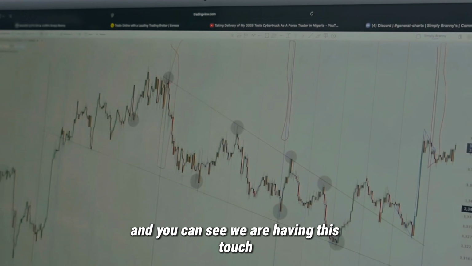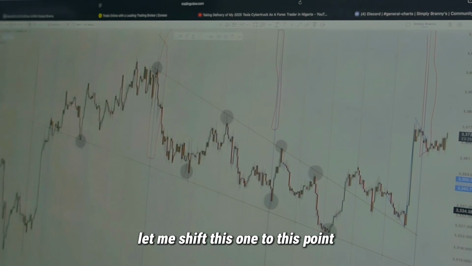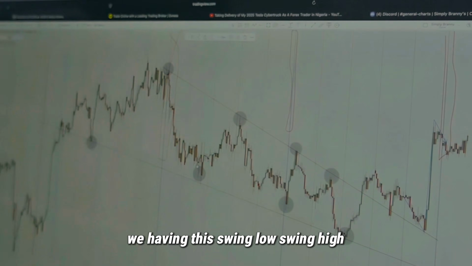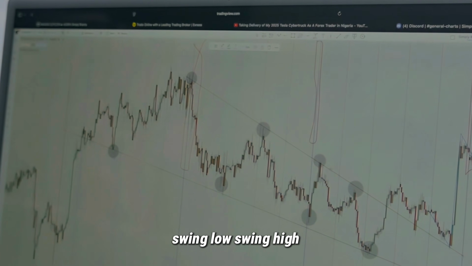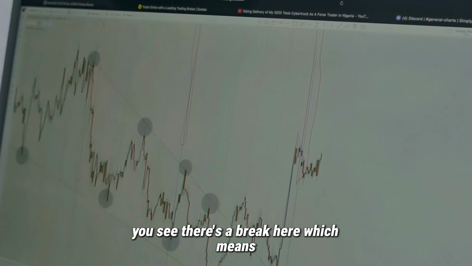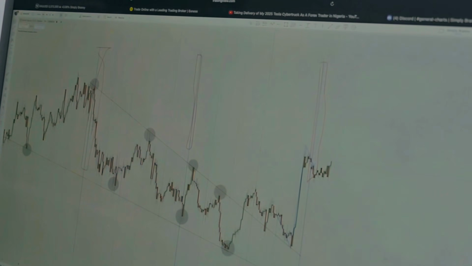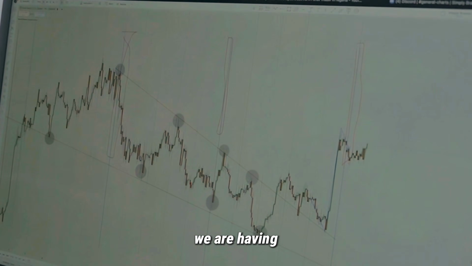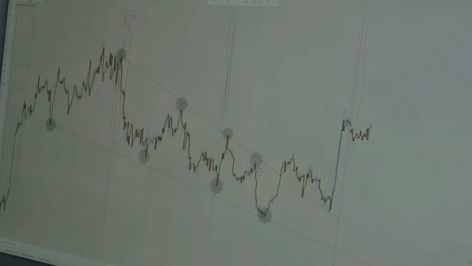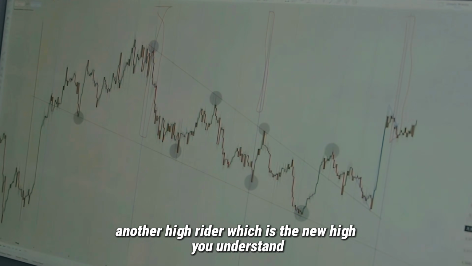And you can see we are having this touch. Let me shift this one to this point. We're having this swing low, swing high, swing low, swing high, swing low, swing high, swing low. And there's a break right there. You see? There's a break here, which means we are having another high right there, which is the new high.